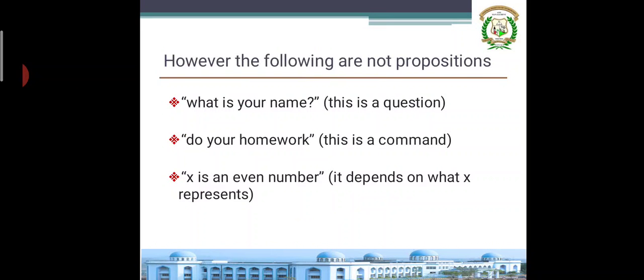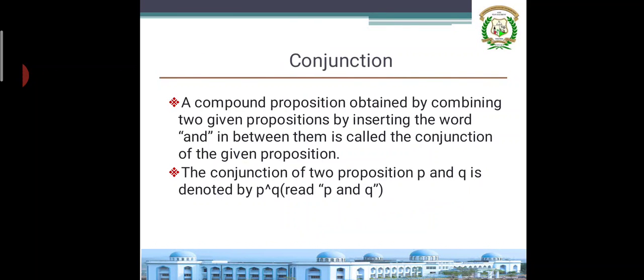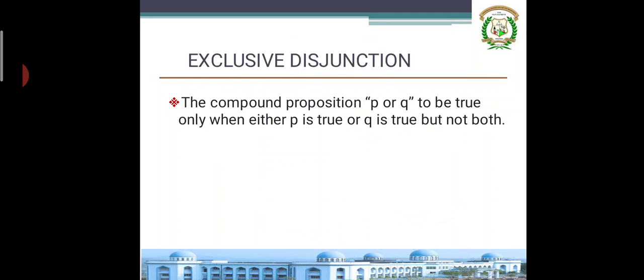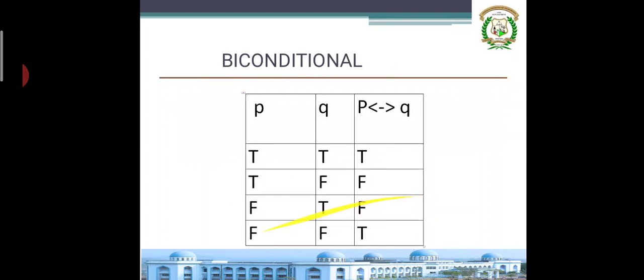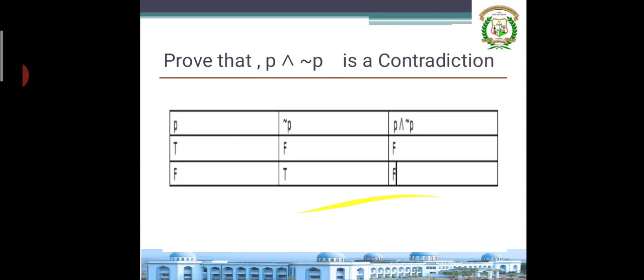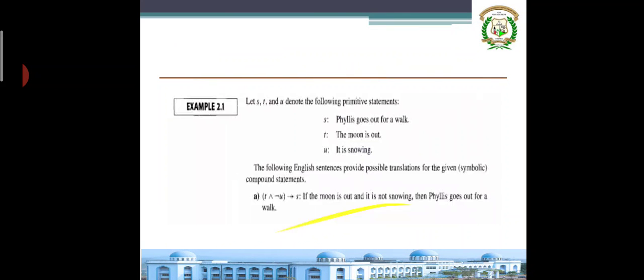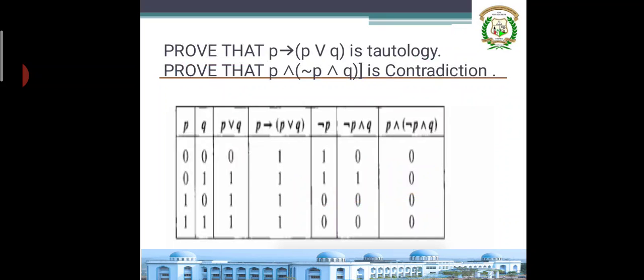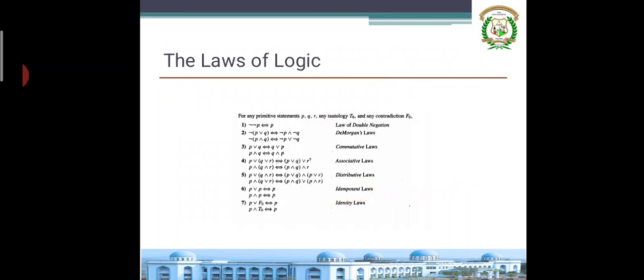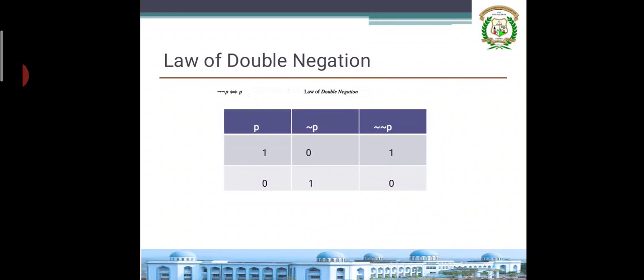Last class, we completely studied these things. Today, I am going to explain other things. We have solved these things. These laws we have to study today. Laws of logic. What is laws of logic? First one, law of double negation.